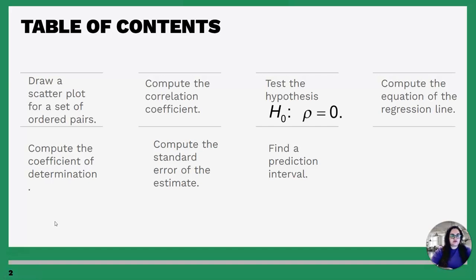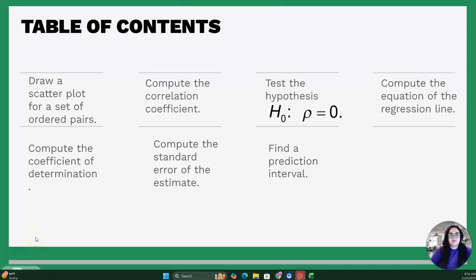So the first thing that we're going to do is draw a scatter plot of the ordered pairs. In a linear correlation, you're comparing x to y. Does this have any effect at all on this other item? After we have our scatter plot drawn, we can find the correlation coefficient that determines how strong, if any, their linear correlation is, how much x affects y or y affects x.